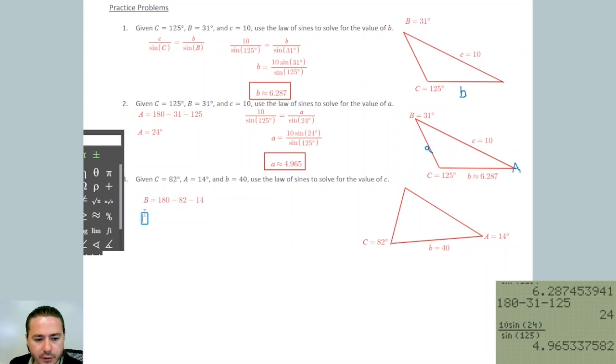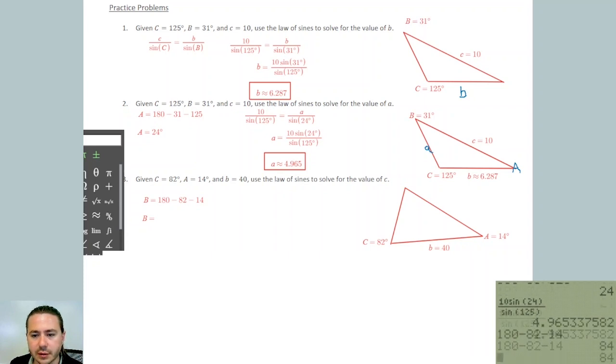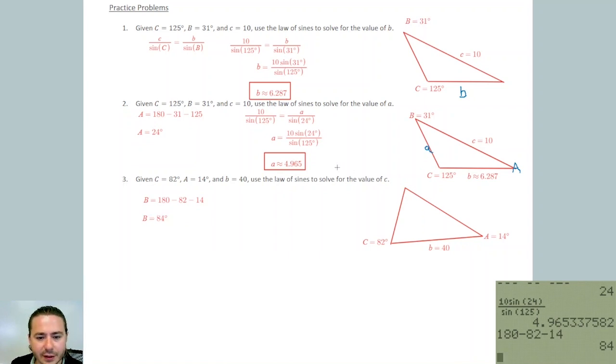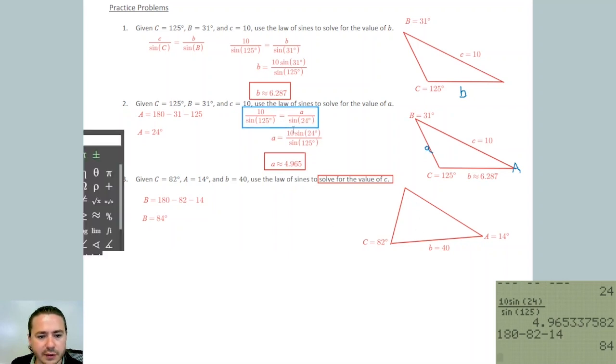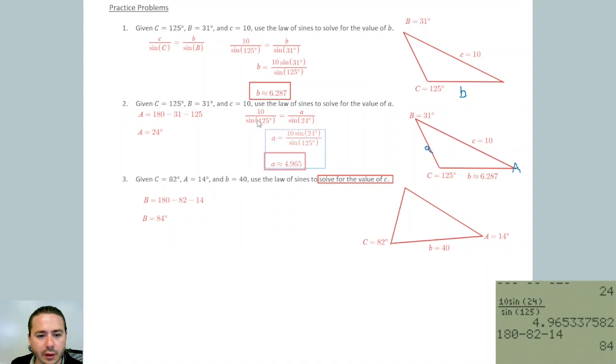So angle B will be 180 minus 82 minus 14. It's 84 degrees. Okay, so now we've got this angle up here, and if we're trying to find C, it's going to be opposite of angle C. So we'll use this pair of B's for our law of sines here, and we'll use that to solve for C.